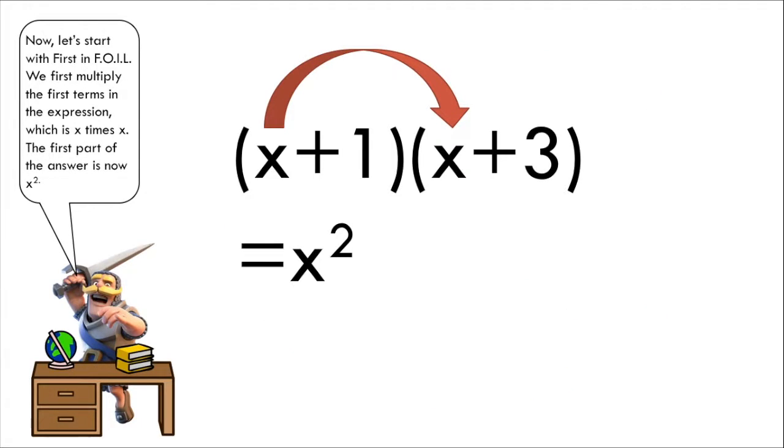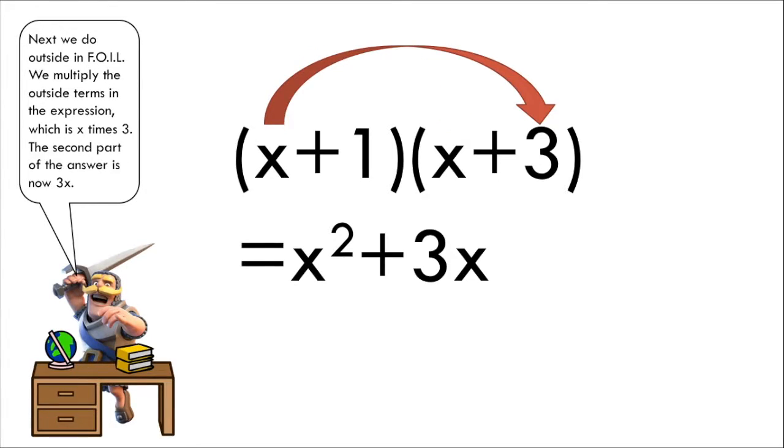Now, let's start with first in FOIL. We first multiply the first terms in the expression, which is x times x. The first part of our answer is now x squared. Next, we do outside in FOIL. We multiply the outside terms in the expression, which is x times 3. The second part of the answer is now 3x.